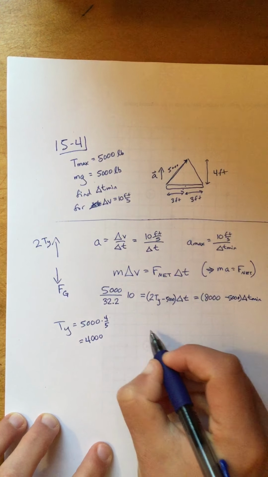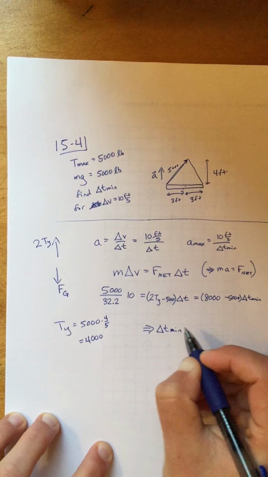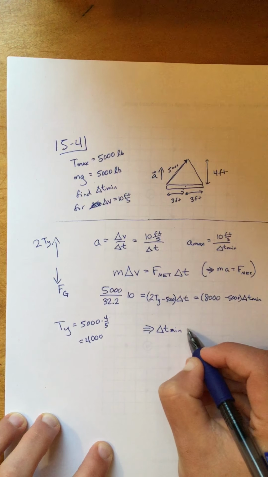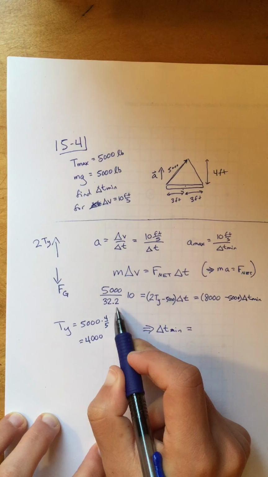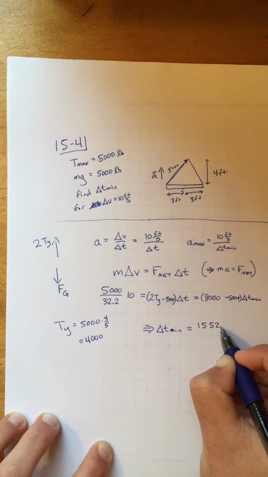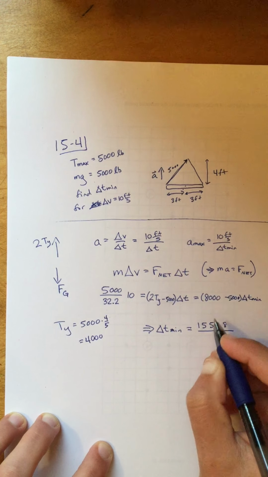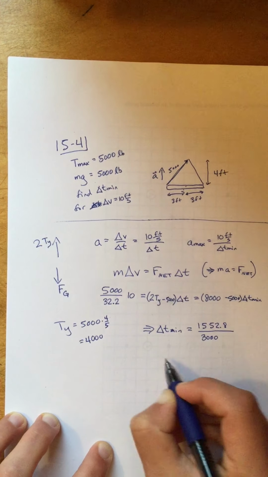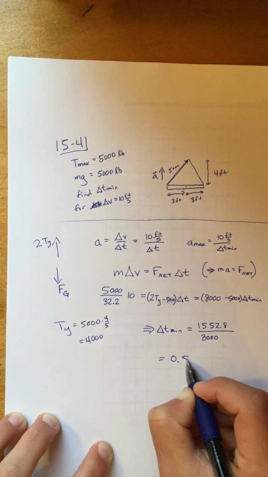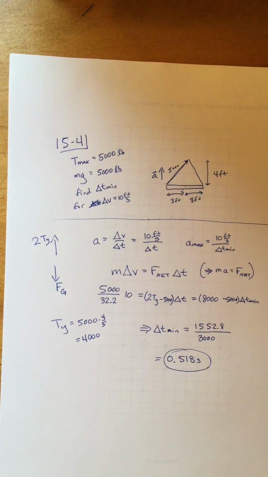So now we can solve this. Delta t min is equal to what we have on the left-hand side here, 1,552.8, divided by 8,000 minus 5,000, which is 3,000, and that gives us 0.518 seconds, and that is the answer.